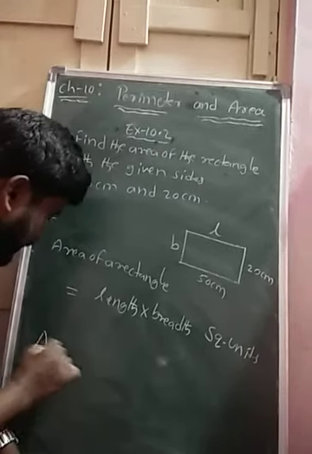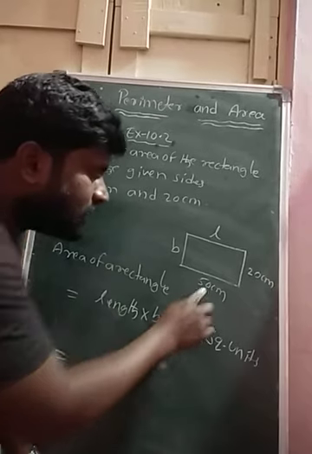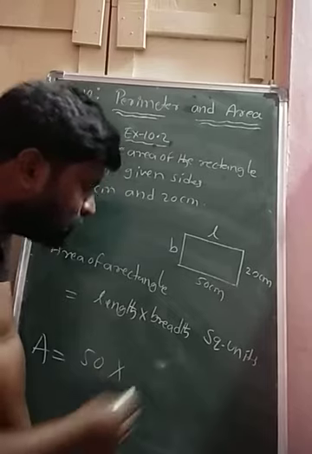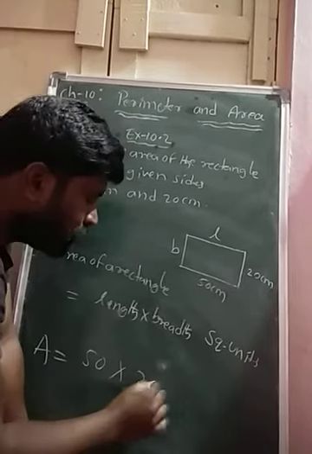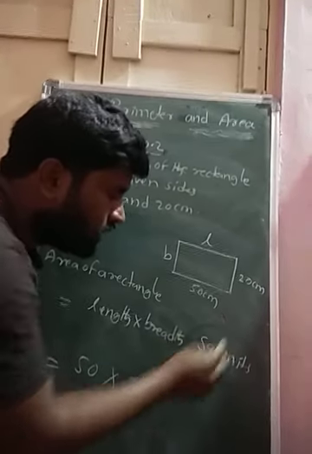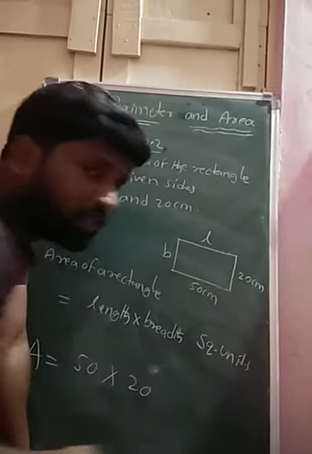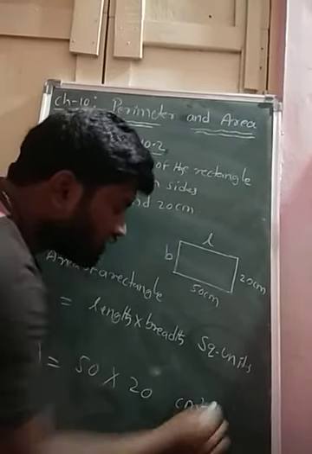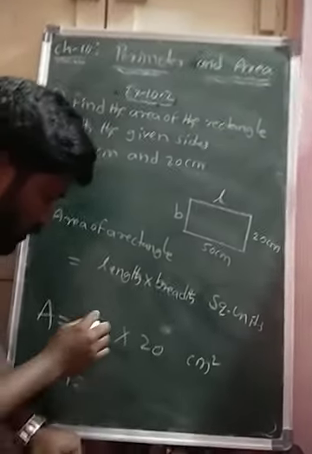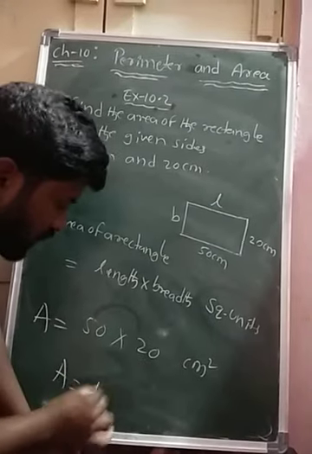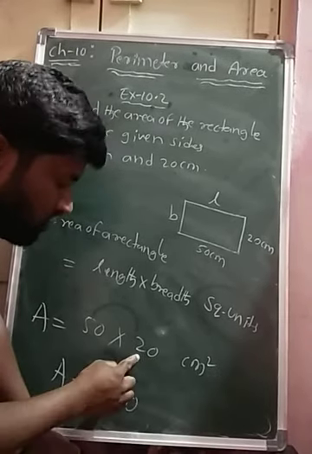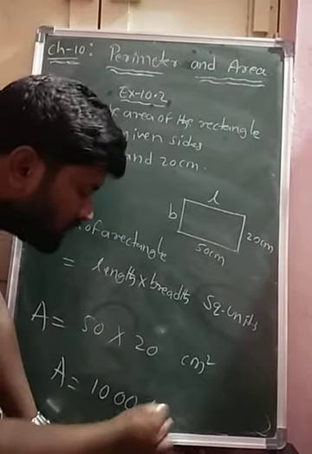Now area A is equal to length, which is given as 50 centimeter, into breadth, which is 20 centimeter. Area is always in square units. The units given here are centimeter, so square units means square centimeter. Now 50 into 20: 5 twos are 10, and there is one 0 here and one 0 here. Write these 2 zeros alongside. So 50 into 20 is 1000 square centimeter.